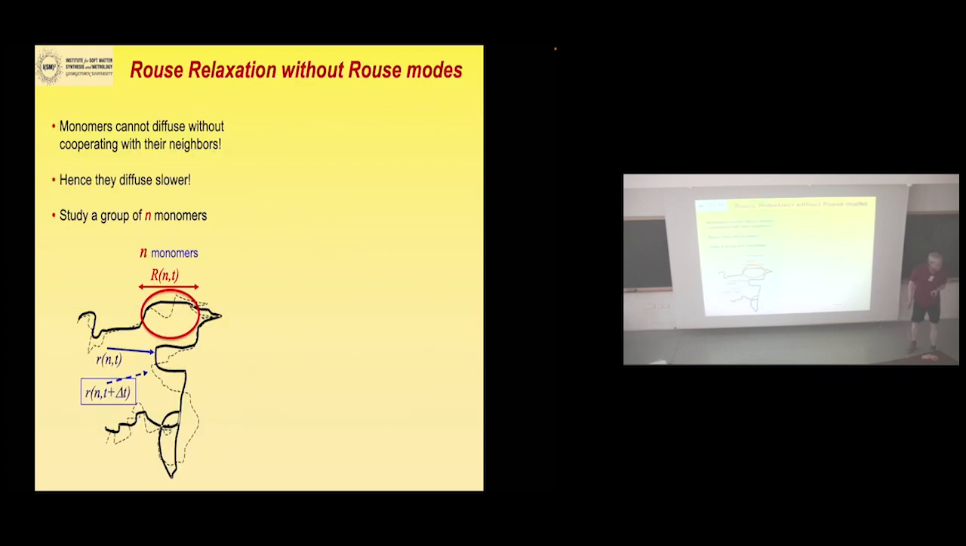Now let's think about it a different way. So I'm not going to use Fourier expansions anymore. Let's think about what's actually happening with my polymer in terms of monomer diffusion.